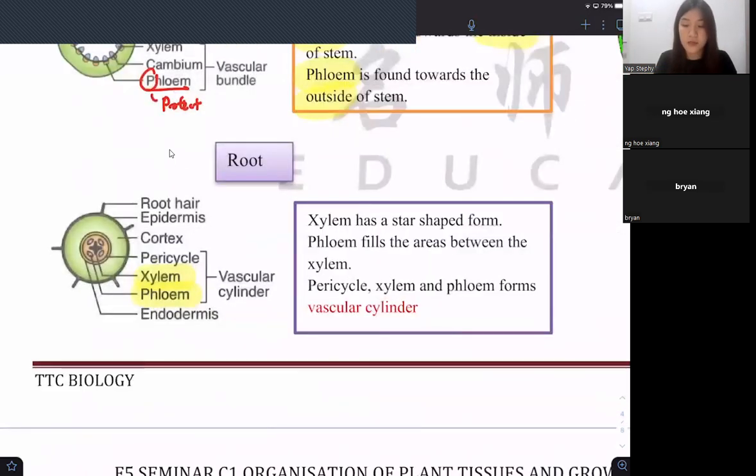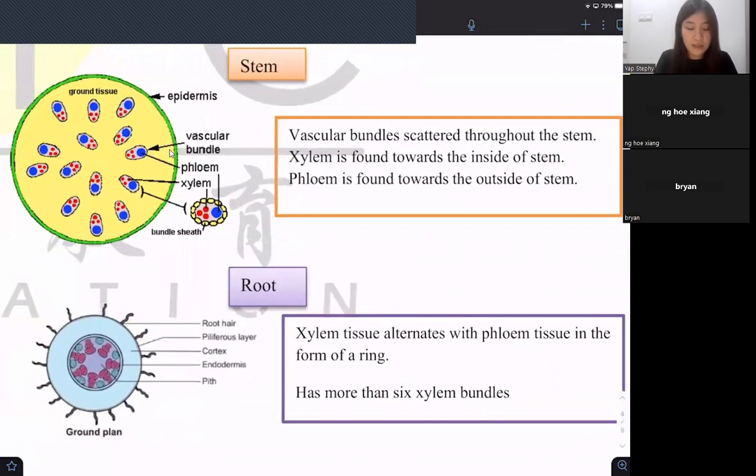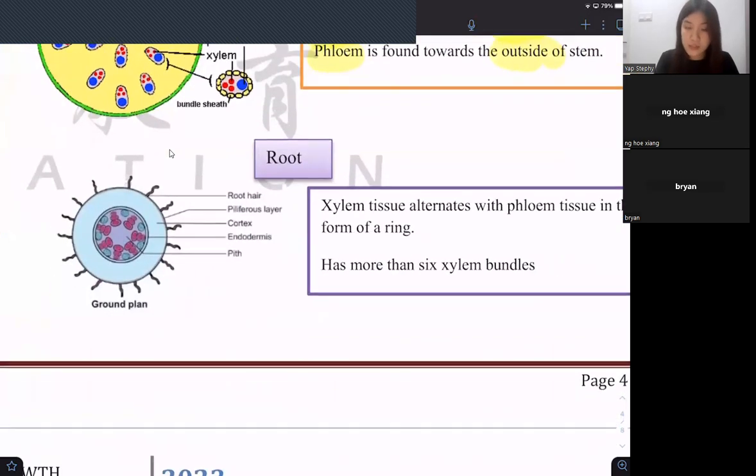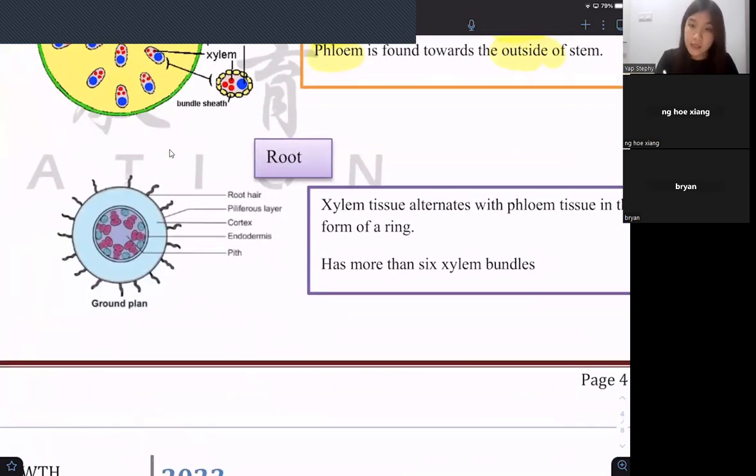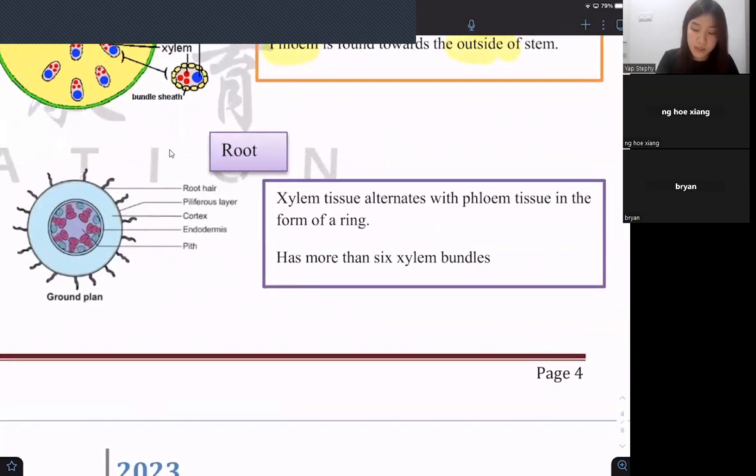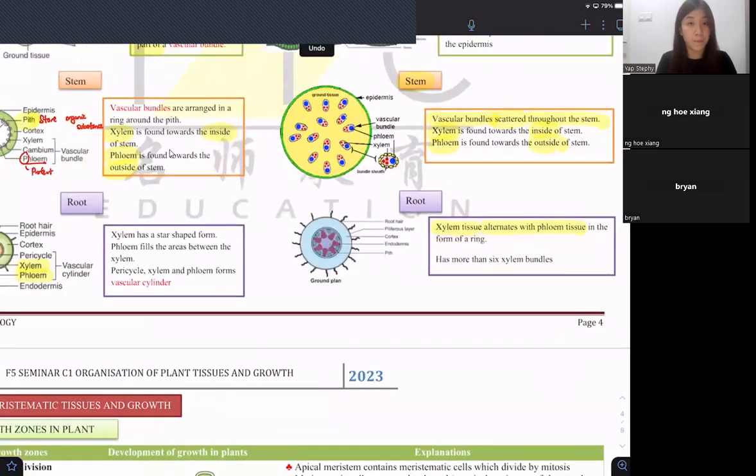Okay, then you come to see the monocotyledon. For the monocotyledon stem, all the vascular bundles just scatter throughout the stem. But actually the arrangement is quite similar: xylem inside, and the phloem outside. They are just scattered. But for the root, it's totally different. You can see in the root, they are arranged in a ring form, a circular shape, because the xylem tissue alternates with the phloem tissue in the form of a ring. So this is the position of xylem and phloem.